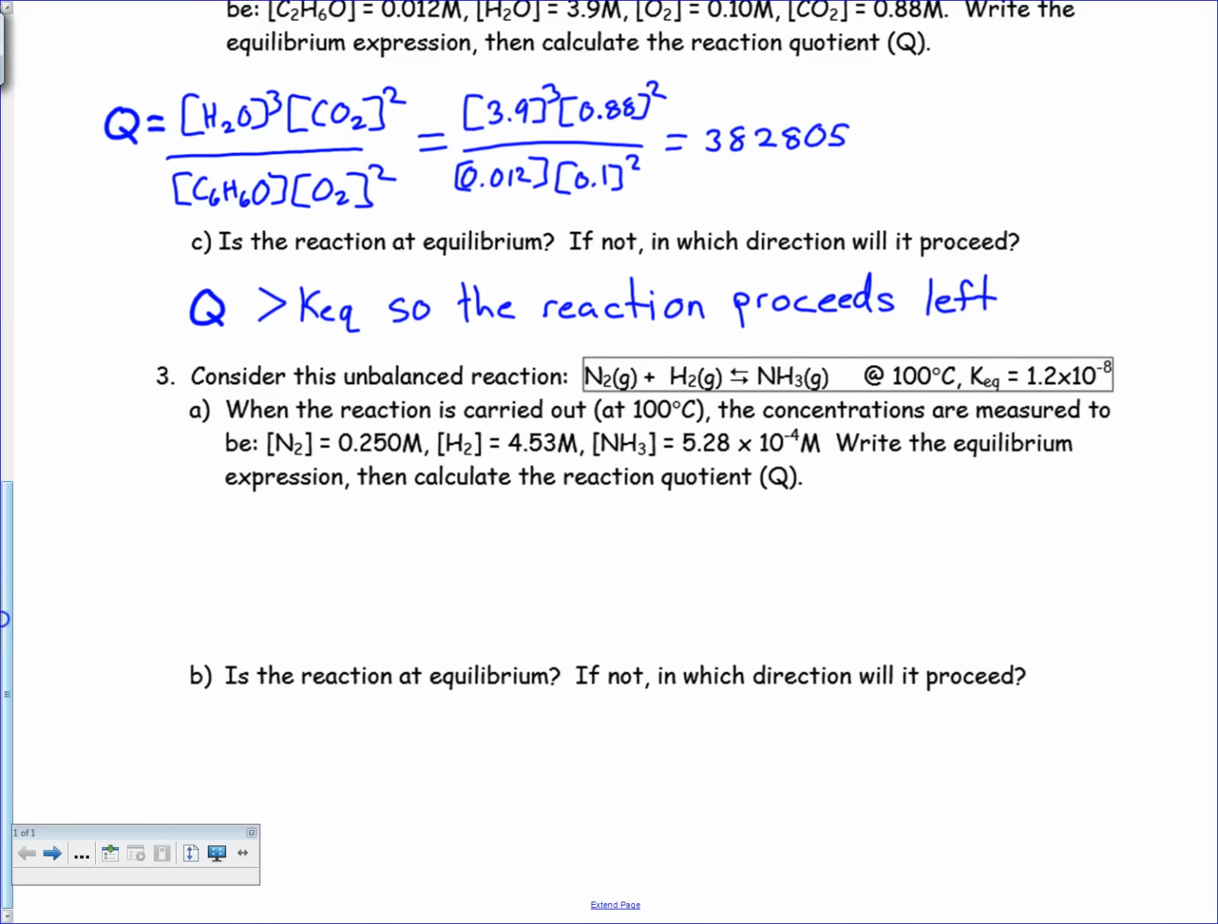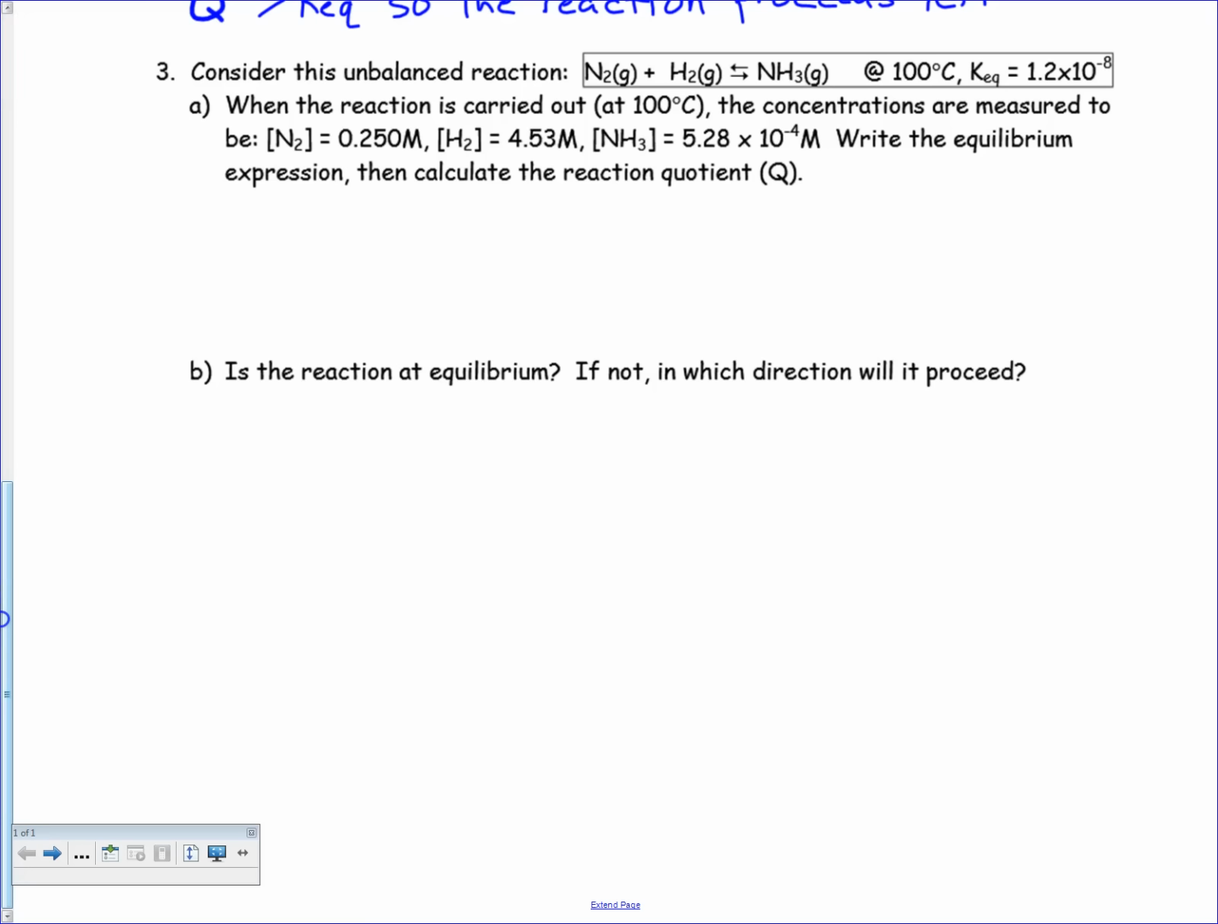All right, for this last problem here, we've got this unbalanced reaction. It gives us Keq. This one's a really small Keq, so that means that it is reactant favored. So we calculate Q again to figure out whether we're at equilibrium or whether we need to go towards the products or the reactants. Q is equal to NH3 squared over N2 times H2 to the third.